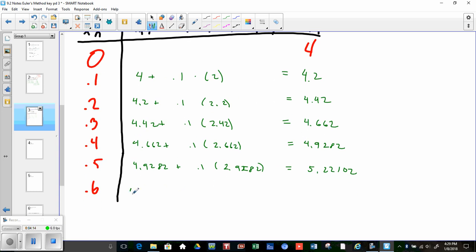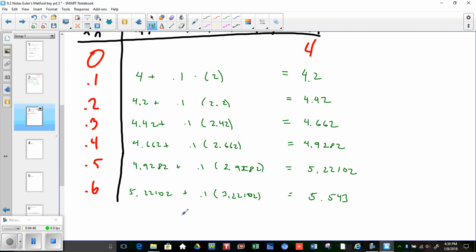So 5.22102 plus 0.1 times, subtracting 2 from that, you get 3.22102. Plug all that in your calculator. And this is the one where you can truncate because it's the last one. You end up with 5.543. I think that this could have been rounded up. I don't remember the last decimal place on there.